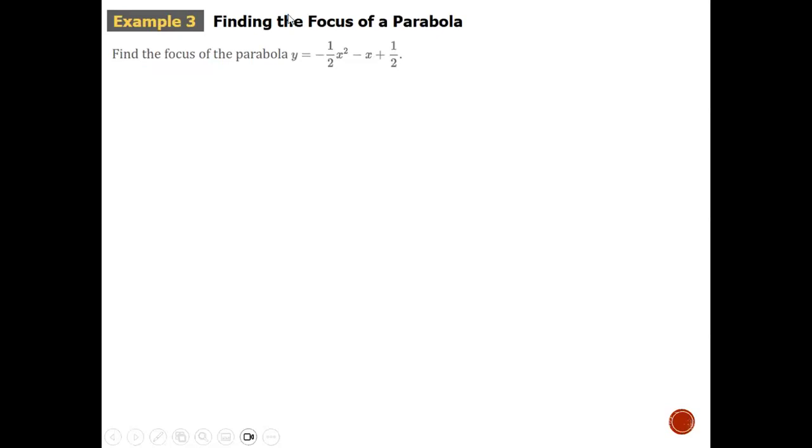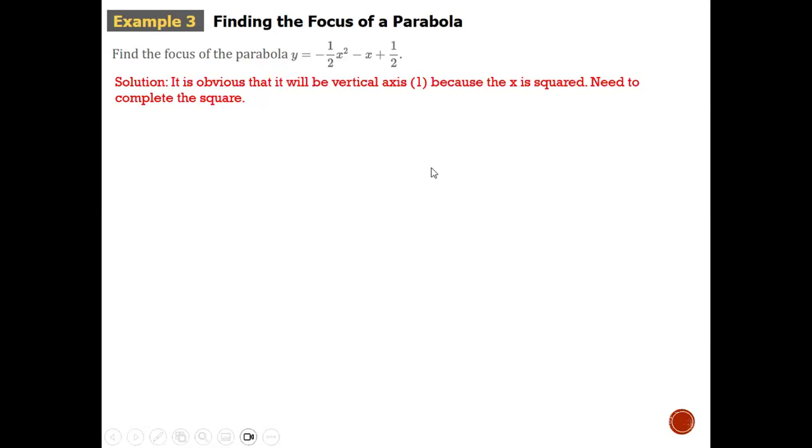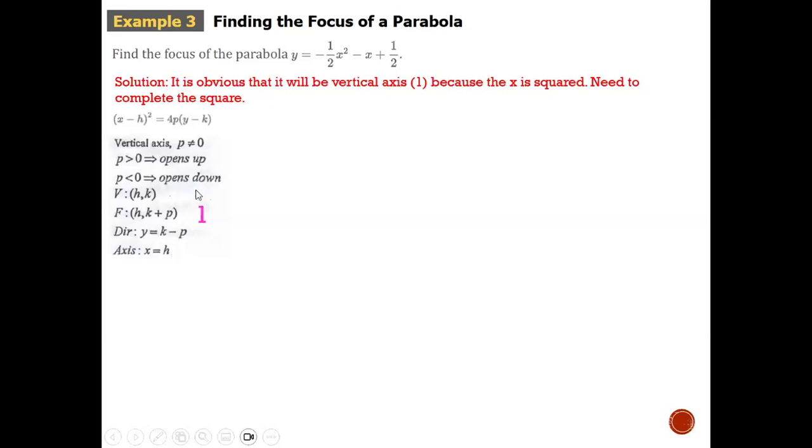Okay, how do we find the focus of a parabola? Here's the equation for a parabola. This is going to be a vertical axis. The x is the one that's squared. However, it doesn't look like the basic form for the equations that we've been looking at. So to get it to look like that, we need to complete the square. So again, it's going to be of this form, vertical axis, because it is the x that is squared.